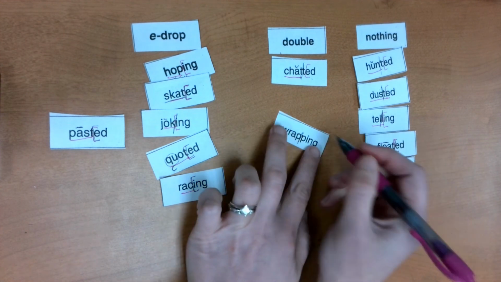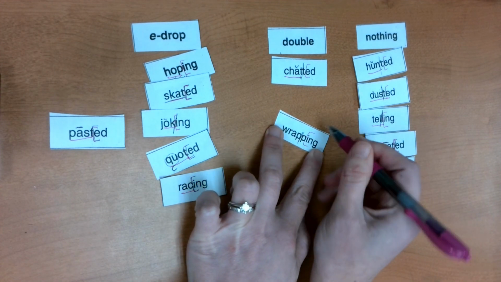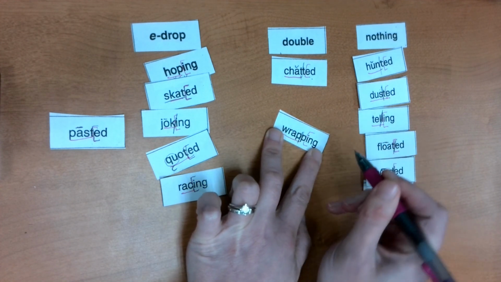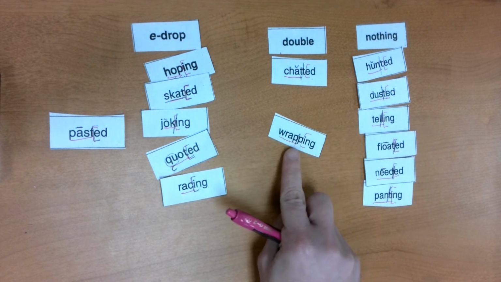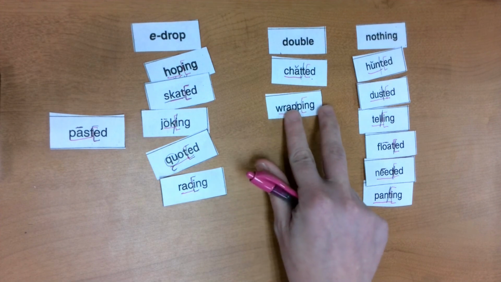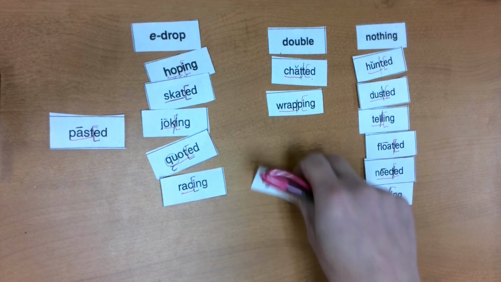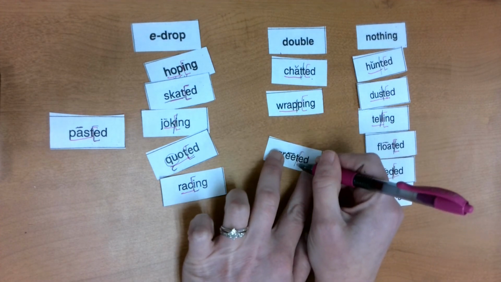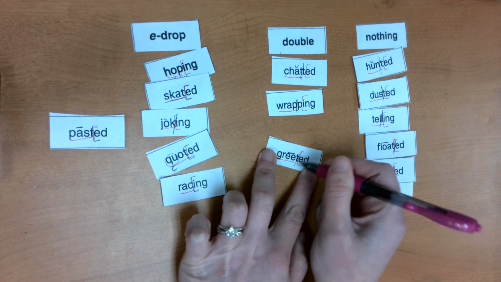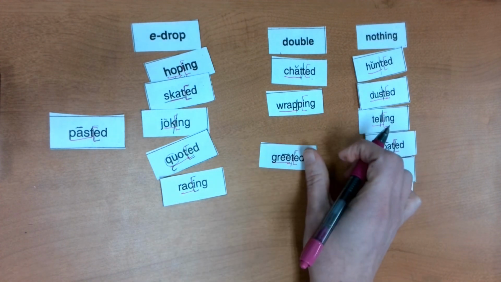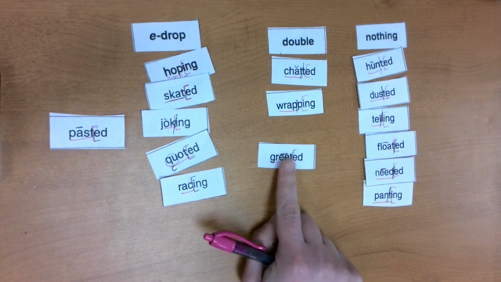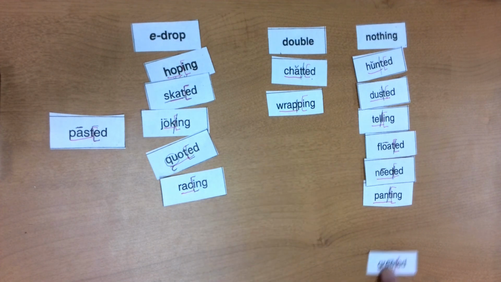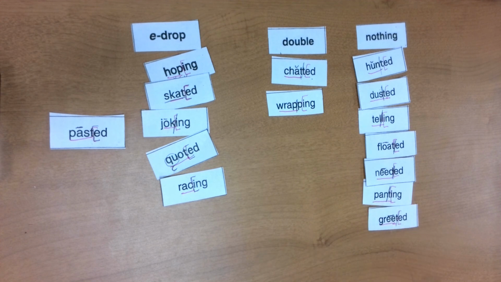Let's look at wrapping. I chop off that ing suffix, take a look at wrap. Well, I'm going to wrap a present. I only have one P, so I had to double that P to keep that vowel sound short. Next word, greeted. When I chop off that ed suffix, take a look at that base word greet. And that's spelled like I know greet to spell. No doubling was happening. That EE already was a long vowel sound, so we didn't want to double.